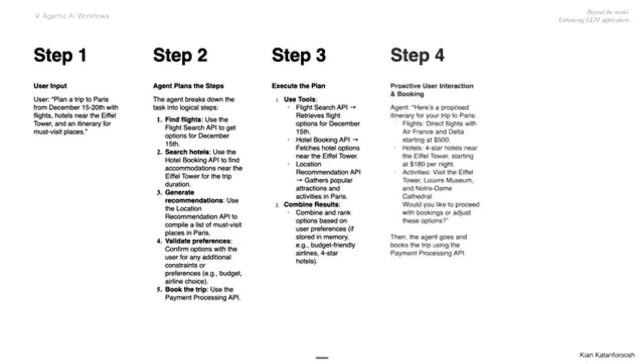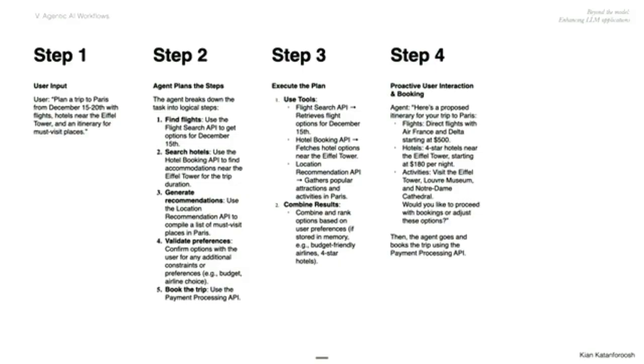Step 2, the agent plans the steps. So it says, I'm going to find flights. Use the flight search API to get options for December 15th. Search hotels, generate recommendations for places to visit, validate preferences, budget, etc. Book the trip with the payment processing API. That's just the planning, by the way. Step 3, execute the plan. Use your tools, combine the results, and then proactive user interaction and booking.